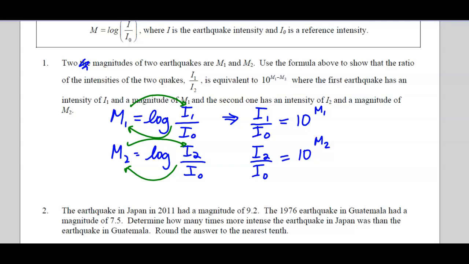You can divide equations. We talked about that with function notation. But why bother doing that? Let's divide these equations right now. If I take I1 over I naught and divide by I2 over I naught, the I naughts cancel out. So we divide those two equations, and this ends up being I1 over I2 equals, now we're dividing powers with the same base, so we subtract the exponents.